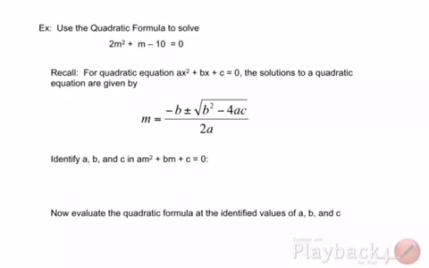Another example, identify my a, b, and c. Again, it doesn't matter what the variable is that you're looking for, you just replace the x with the m. So my a is equal to 2 this time, my b is equal to 1, and my c is equal to negative 10. Please watch out for your negative signs. And then I'm going to write them out. So 2, 1, and negative 10.